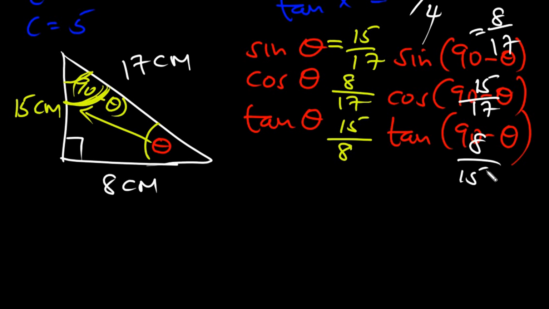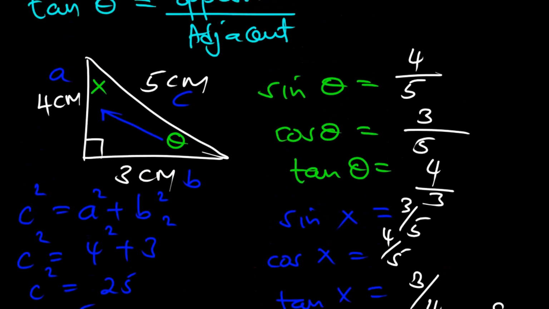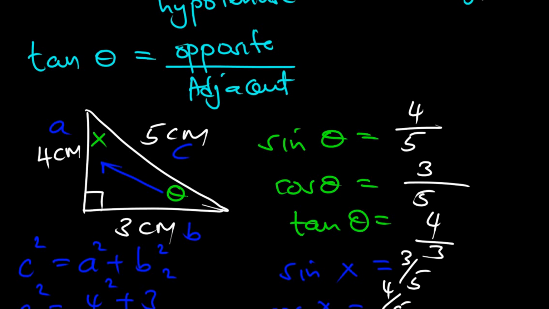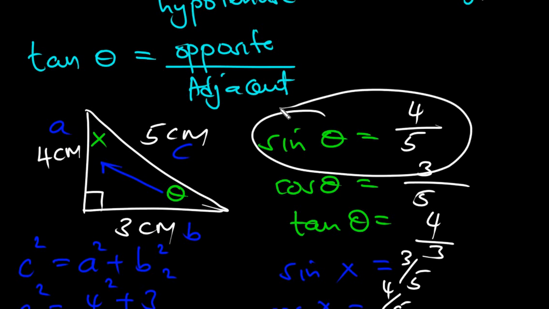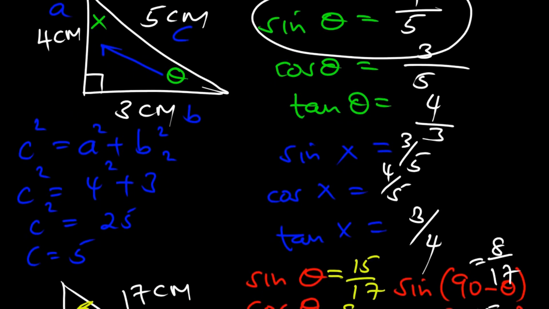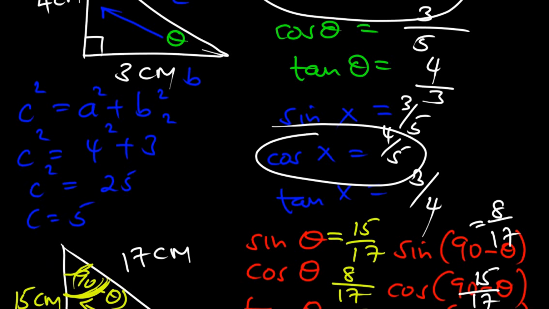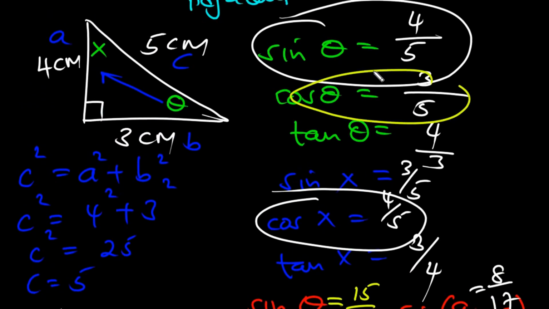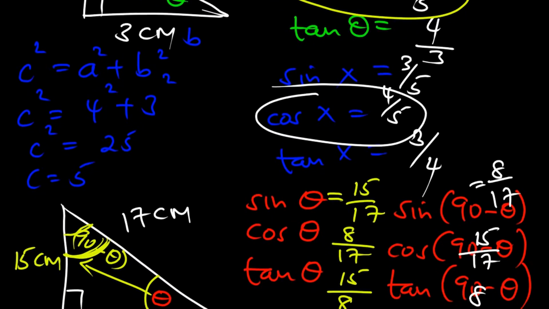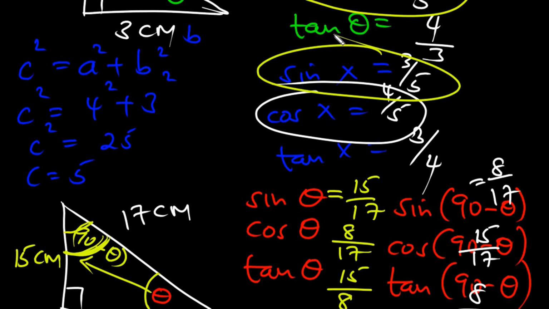Now, there's a relationship that I want us to look at. Let's go to the previous example. Look at the sine of theta and the cosine of the other angle, which in this case was x. Look at the sine of theta and look at the cosine of x. What can you see about them? You can see that the sine of angle theta is the same as the cosine of angle x. Look at the cosine of angle theta and the sine of angle x. The cosine of angle theta is 3 out of 5, and the sine of angle x is 3 out of 5. So you can see it's equal.